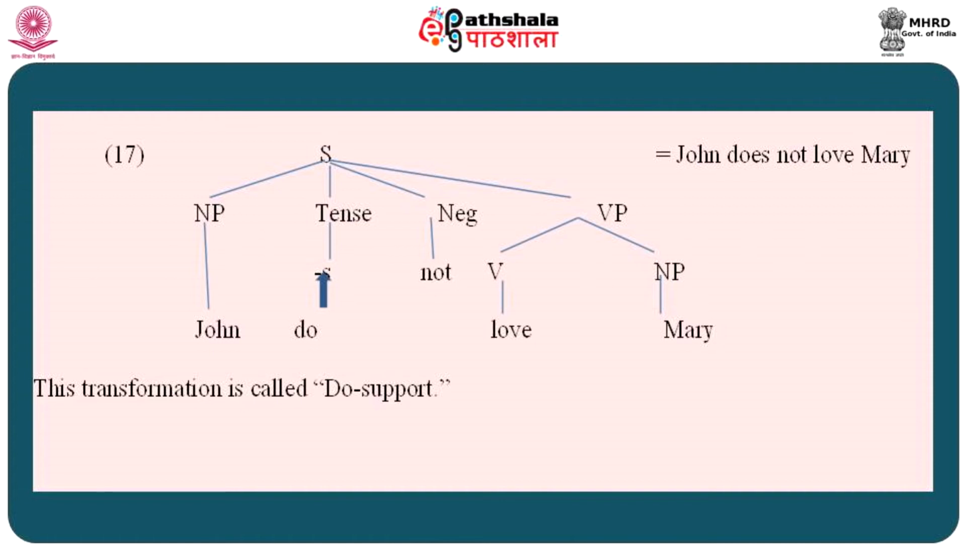From the sentence John, tense S, negative not, love Mary, you get John does not love Mary. This transformation is called do support. So we have looked at these two transformation rules, do support and affix hopping, apart from the movement transformation that we saw before.